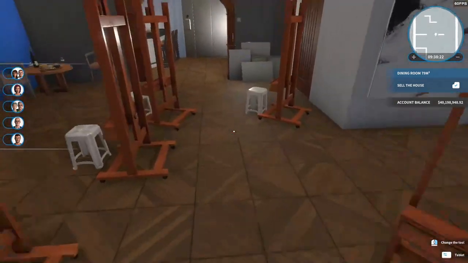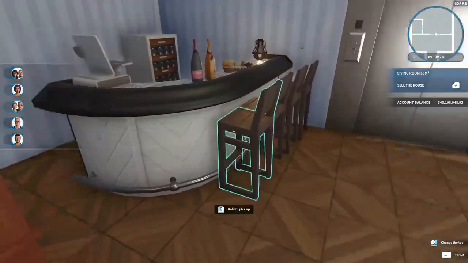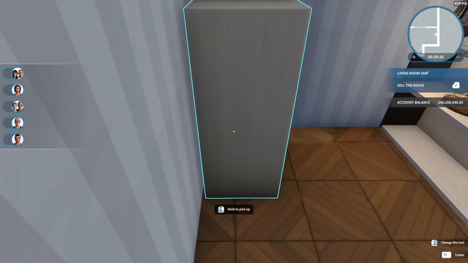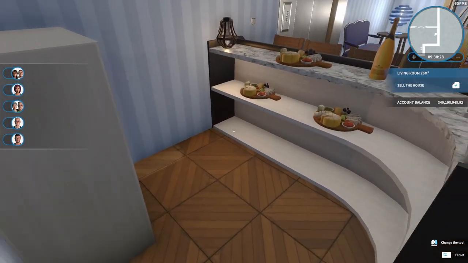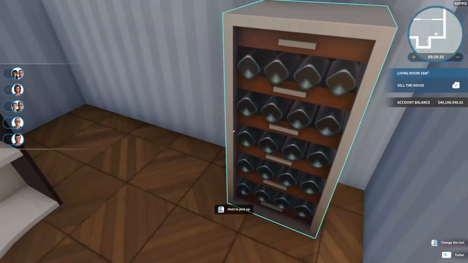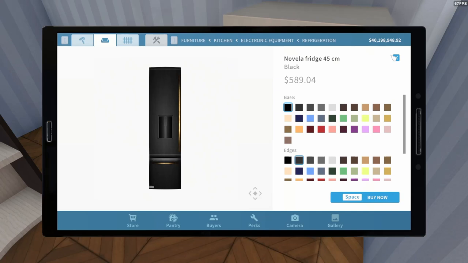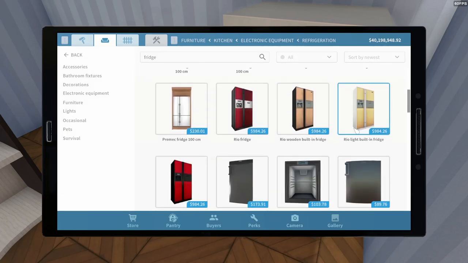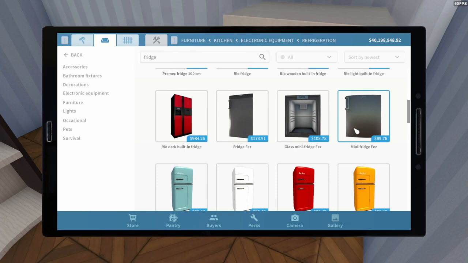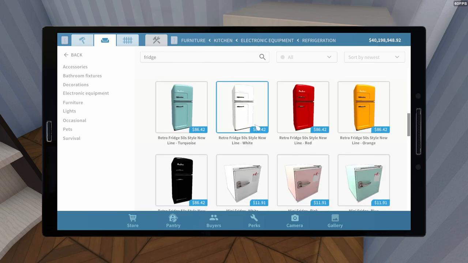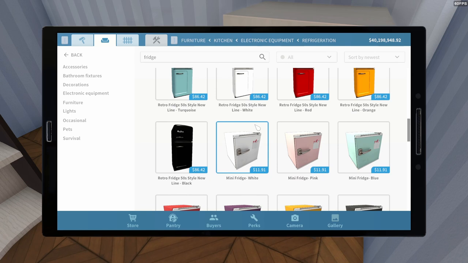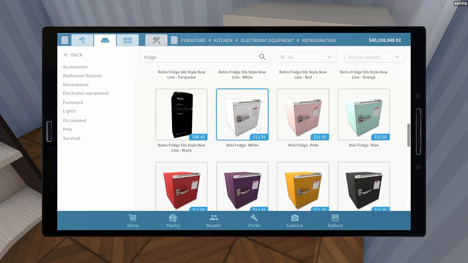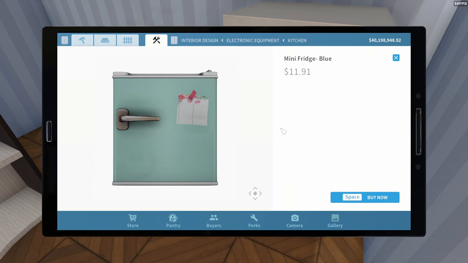Now, the one thing that I forgot over here, we need, I know exactly the one we want. It's a small one. Do we want that one or that one? Or that one? Pink? I don't think pink. That's not bad, though.